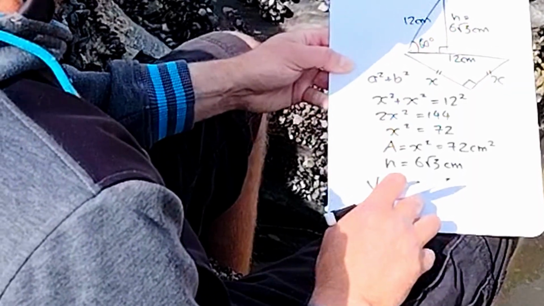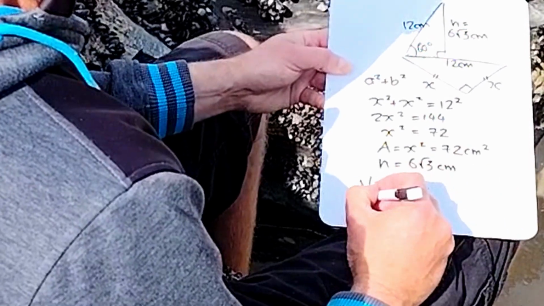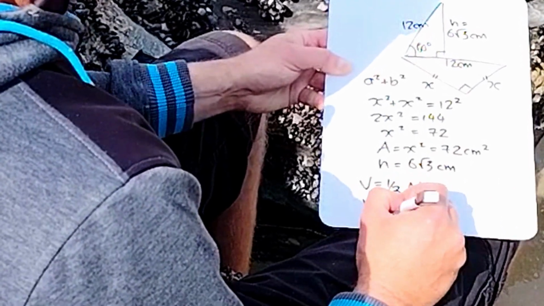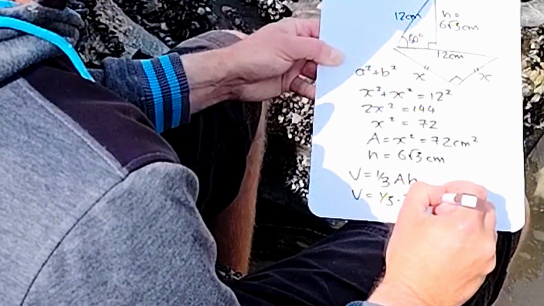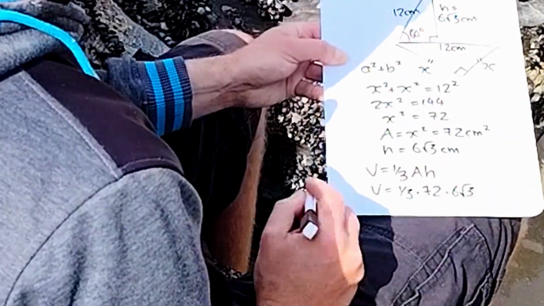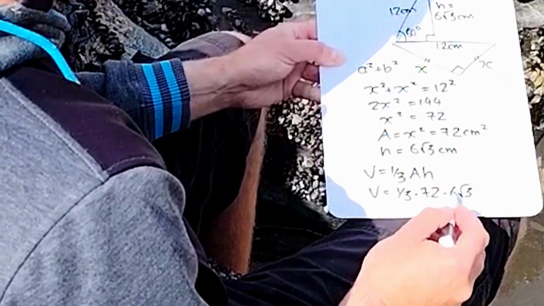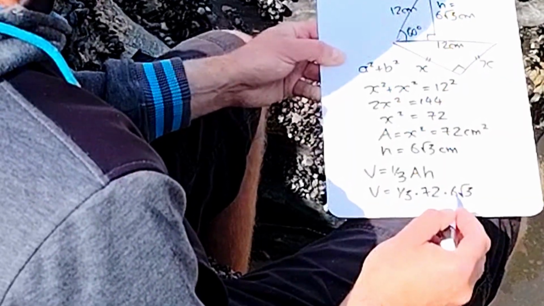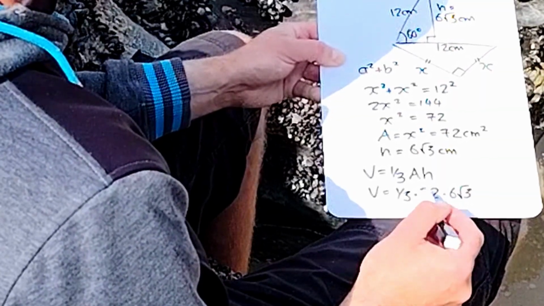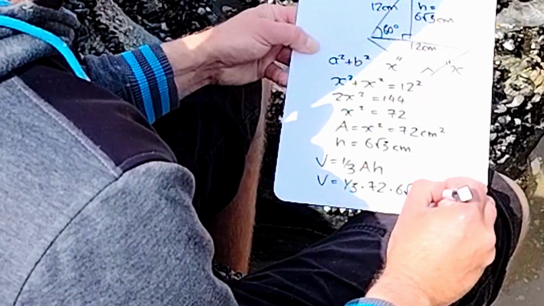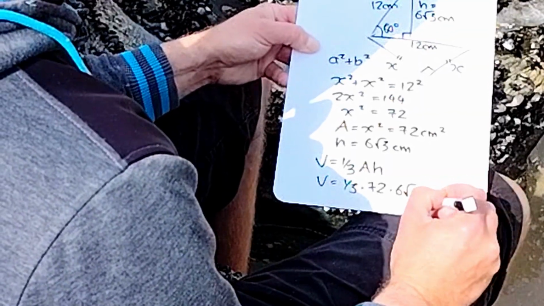The base area, if it was a cone, would be pi r squared, but in this case you've just got the area of the square, and we just sub everything in. So we do a third multiplied by 72 multiplied by 6 root 3. Now I could find a third of 72, but there's no need to make it difficult. I can simply do a third of 6 instead. So I get 2 root 3, and then 2 times 72 is 144. So we end up with 144 root 3 centimeters cubed.